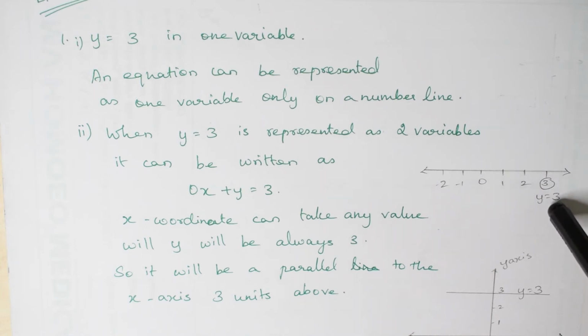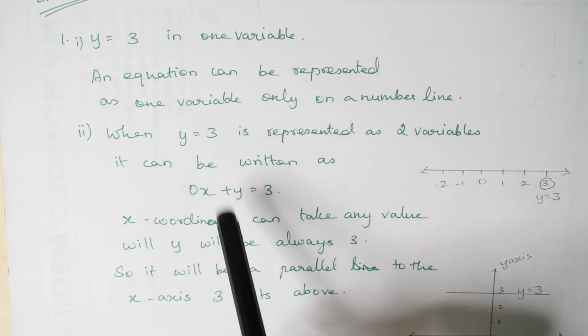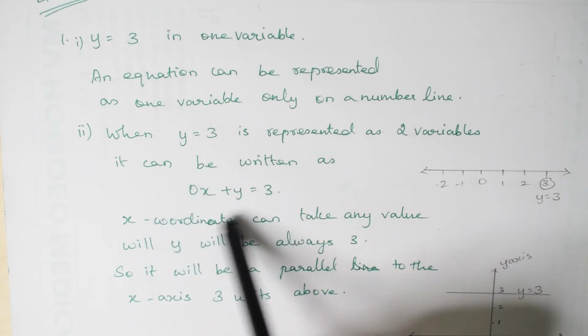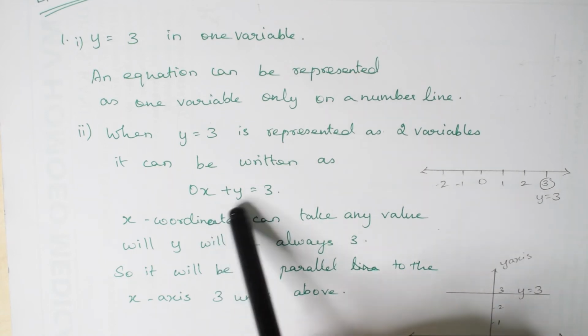And suppose they are asking you to represent y = 3 on graph paper, that is also possible. Here we see that there is no x variable. So when the x variable is not there, I am introducing the x variable as 0x.